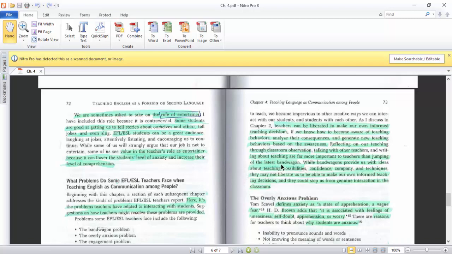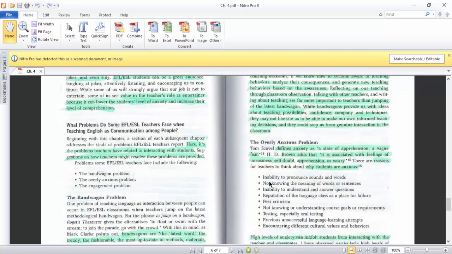This is problematic. Okay, while bandwagons provide us with ideas about teaching possibilities, confidence, company, and techniques, they may not liberate us to make our own informed teaching decisions, and they could stop us from genuine interaction in the classroom. Okay, now the second problem: the overt anxiety problem. This is what we call the second problem.